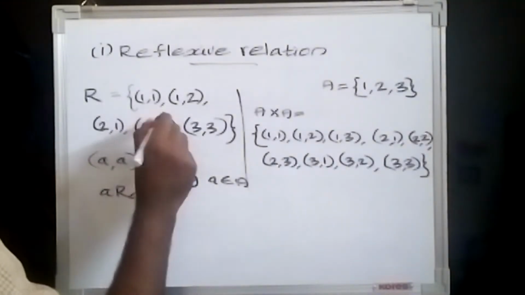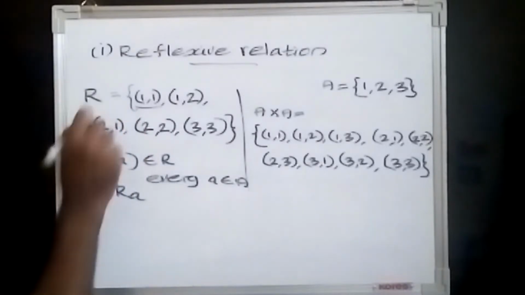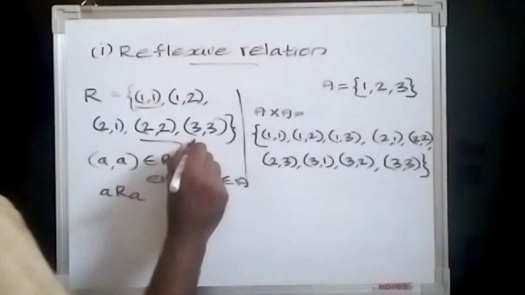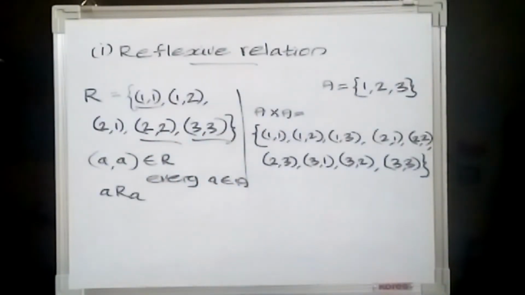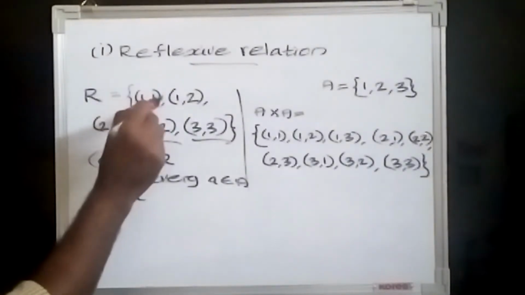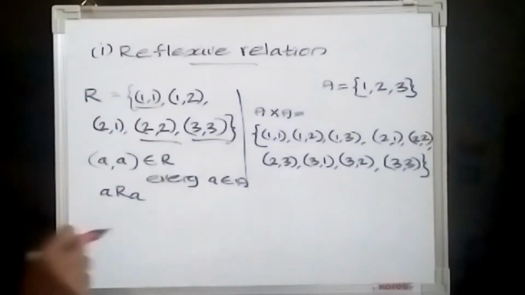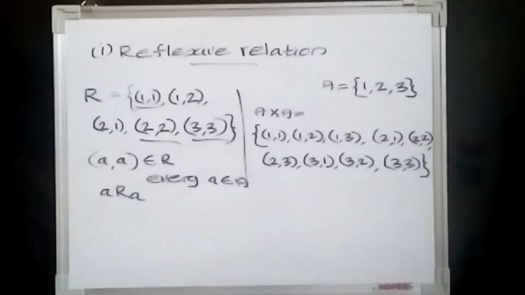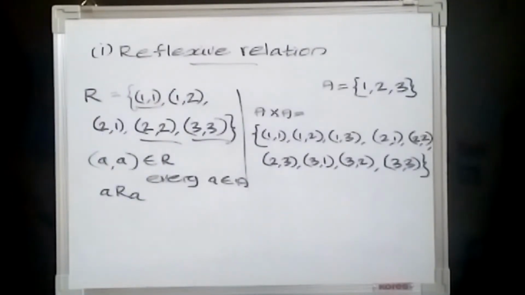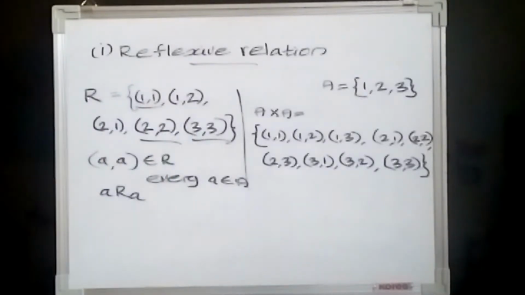Here we have (1, 1) in the set R. (2, 2) is there in the set R. (3, 3) is also an element of R. Thus, every element is related to itself. 1 is related to 1, 2 is related to 2, and 3 is related to 3. Whatever the other elements are, it is a reflexive relation. Since it is a reflexive relation, it should contain (1, 1), (2, 2), and (3, 3) for every element.